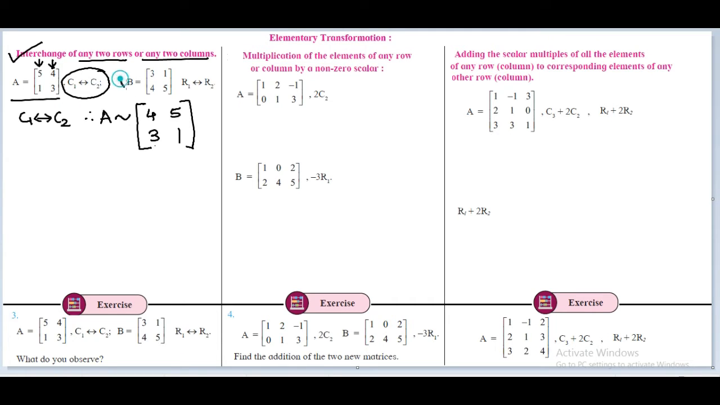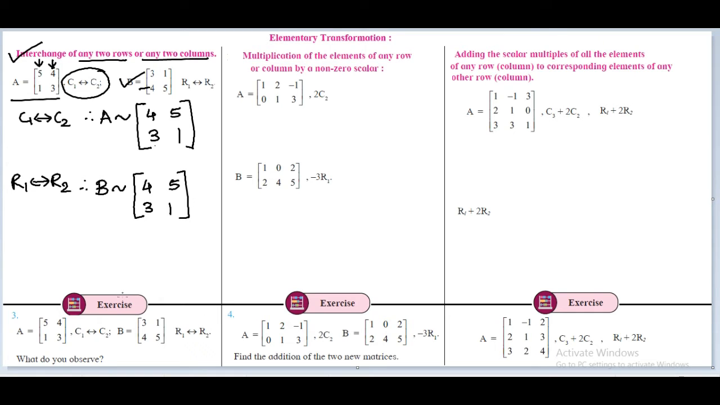For the second one, that is second matrix B, the operation is R1 interchanged by R2. So again, therefore, B is equivalent to, the first row is interchanged with the second row. So what is the second row? Second row is 4, 5. So that I'll write in place of the first row, 4, 5 and 3, 1. This is the basic operation that we have to keep in mind.